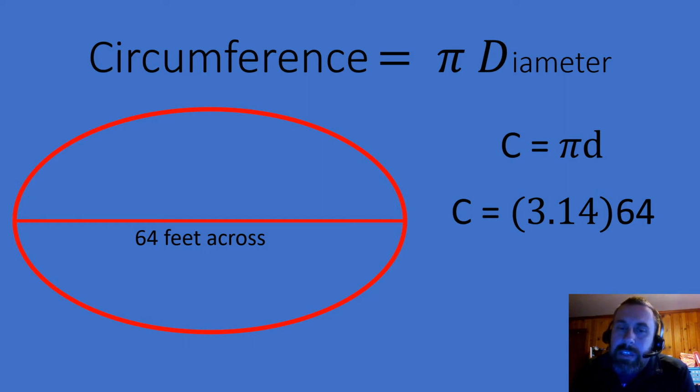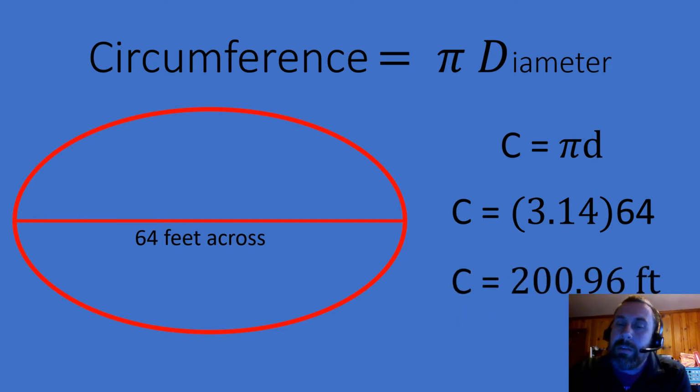And again, just like in the area formula, we have our parentheses around pi. When you don't see any other operator symbols and a number is just right up against the parentheses, that tells us we're going to multiply. So that's what we're going to do. We're going to take our calculators out. We're going to take 3.14 times 64. It's going to come up to 200.96 feet.